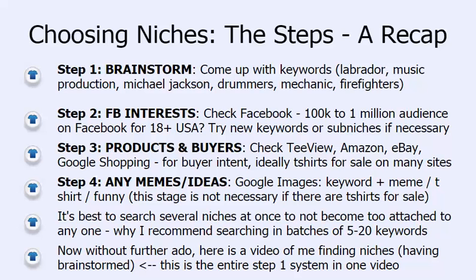Step three, we're looking for products and buyers, ideally t-shirts. And to do this, we check TView, Amazon, eBay, Google Shopping. We're looking for buyer intent. Ideally, we want there to be t-shirts for sale on several sites. At the very least, we want there to be some products. I'll also use my t-searcher software for this, but I'll save that for another video.